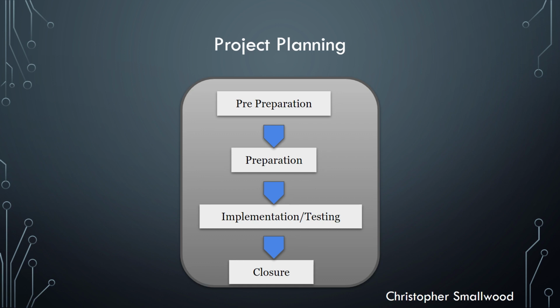Hello, my name is Christopher Smallwood, and I'll be discussing the planning aspect of the project. The planning aspect of the project can be broken down into 4 phases: pre-preparation, preparation, implementation/testing, and closure. So we should begin with the pre-preparation phase. Before the team even began working on the project, we had to decide on which programs we would implement for communication, accountability, and archival purposes. To accomplish this, we implemented Discord for team communication, Outlook for communication with our liaisons, Zoom for meetings, and SharePoint for archives.